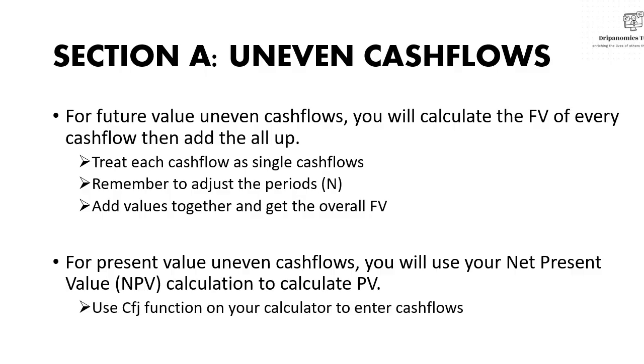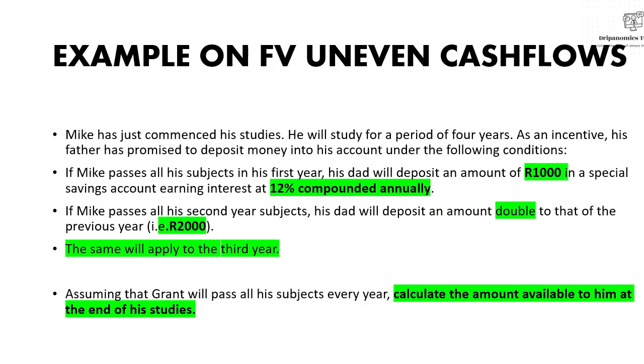Okay. Now, let's look at an example. This is for future value uneven cash flows, by the way. I want you to pay close attention to this example. It says Mike has just commenced with his studies. He will study for a period of 4 years. As an incentive, his father has promised to deposit money into his account under the following conditions. If Mike passes all of his subjects, in his first year, his dad will deposit 1,000 rands in a special savings account, earning 12% interest compounded annually.